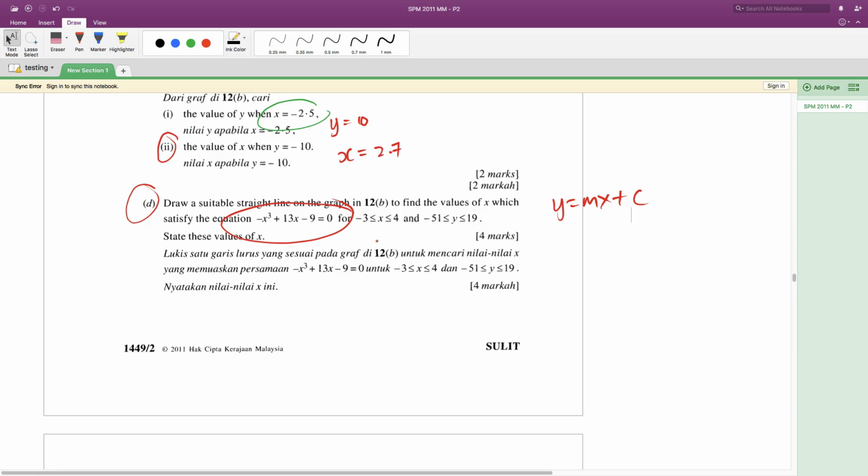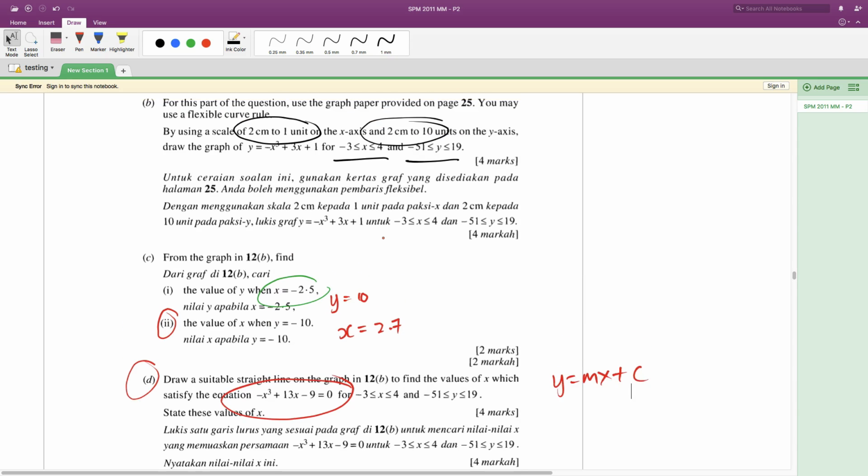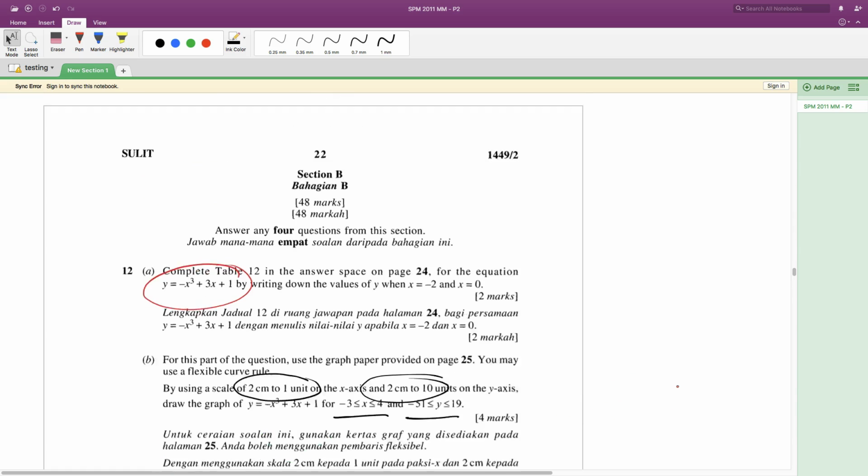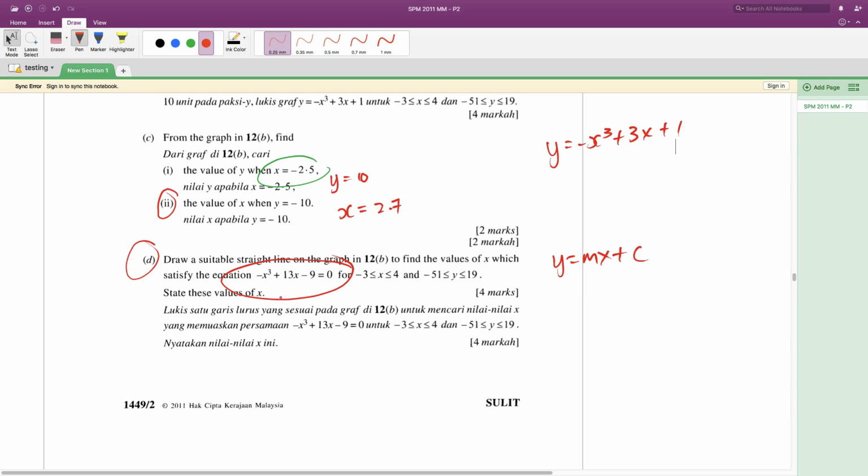So what I want to do is I want to substitute my y into it. What is my y? My y is over here. My y basically is negative x cubed plus 3x plus 1. So I want to substitute this equation back into here. So I will copy this equation down with the black color maybe. Negative x cubed plus 13x minus 9 equals 0. Okay, in order to substitute this equation into here, both also have negative x cubed is fine, but this one do not have positive 3x, isn't it?